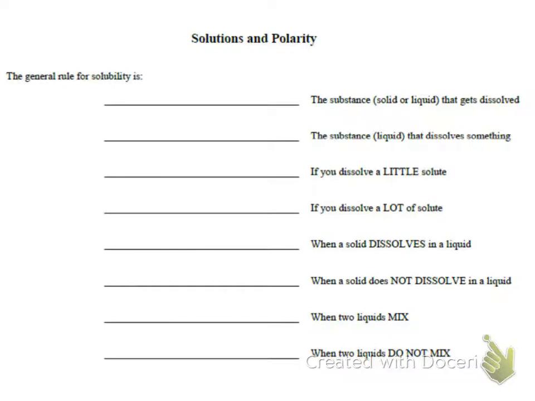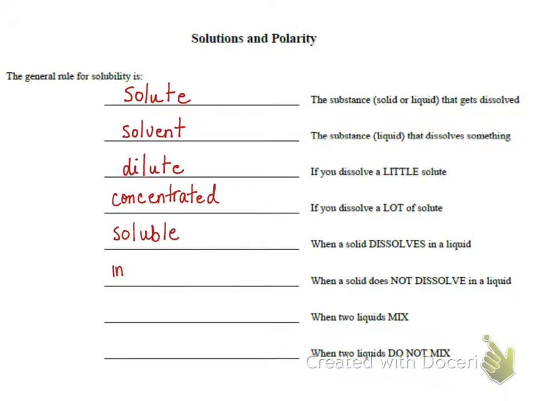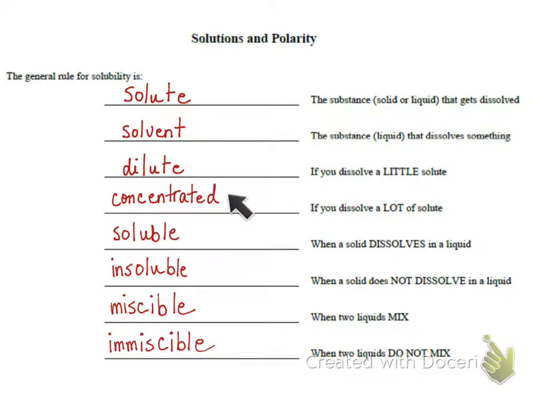A little bit of terminology about solutions, just so that we know what we're talking about. A solute is something that gets dissolved in a substance. A solvent is the liquid that does the dissolving. If you dissolve a little bit of something, we call it dilute. If we dissolve a lot, it's called concentrated. And we're going to talk more about these in a chapter on solutions later on in the year.